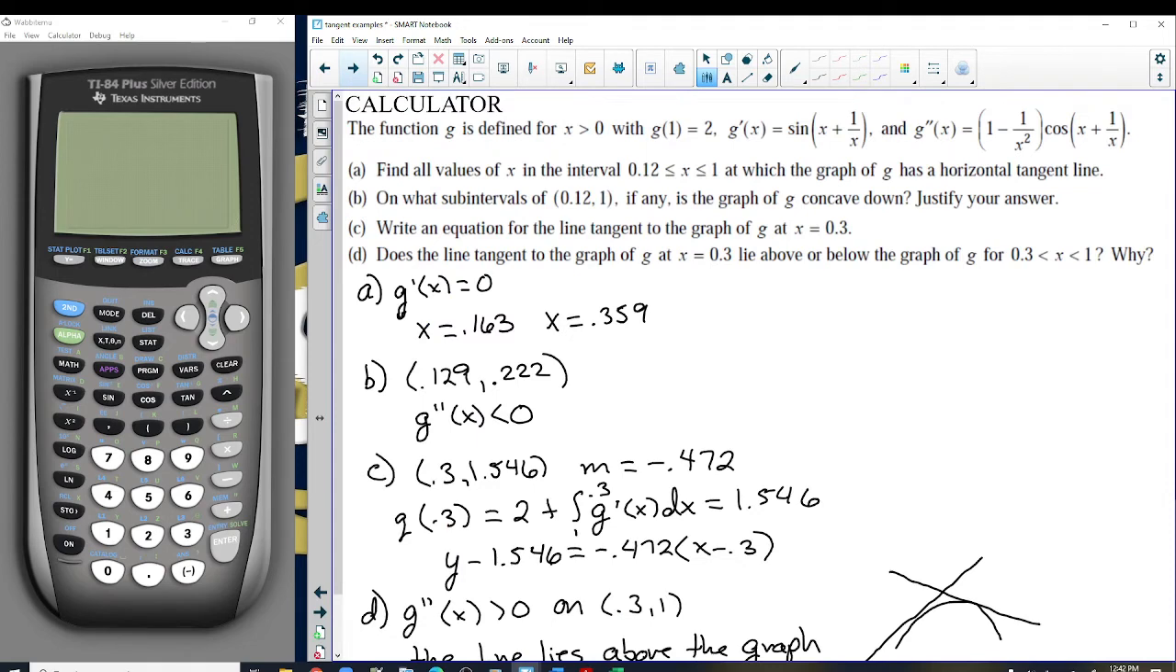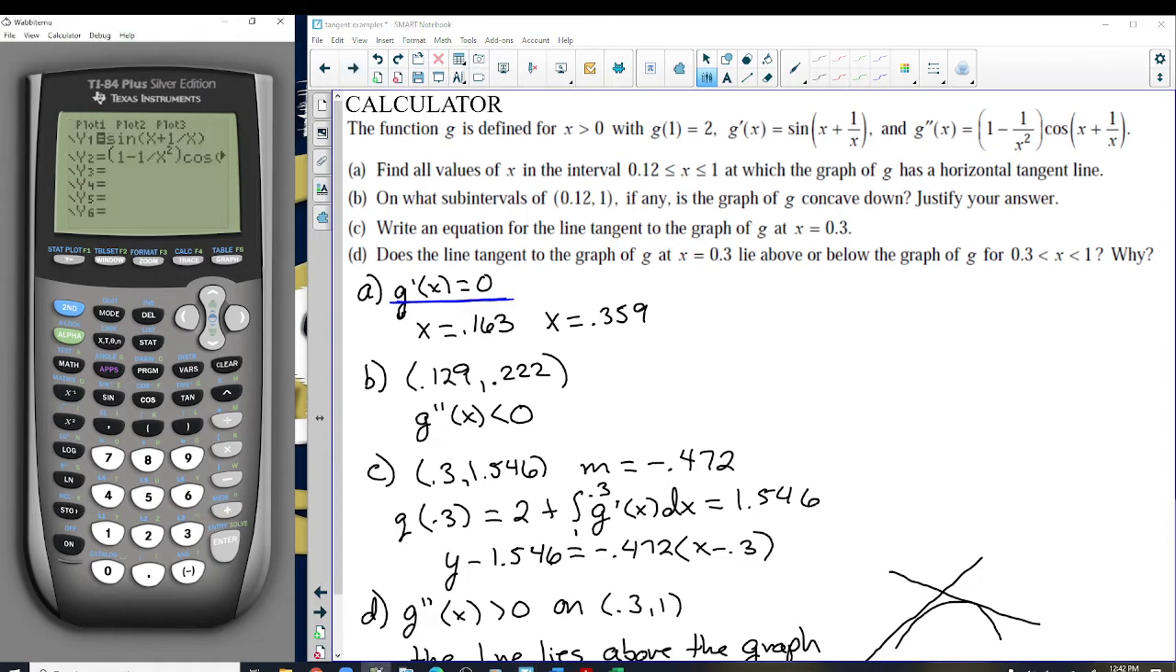The function g is defined for x greater than 0 with g of 1 equal to 2. g prime is equal to sine of x plus 1 over x, and there we have the second derivative of g. Find all values of x on the interval 0.12 to 1 at which the graph of g has a horizontal tangent line. So now we're looking for where the first derivative is 0.